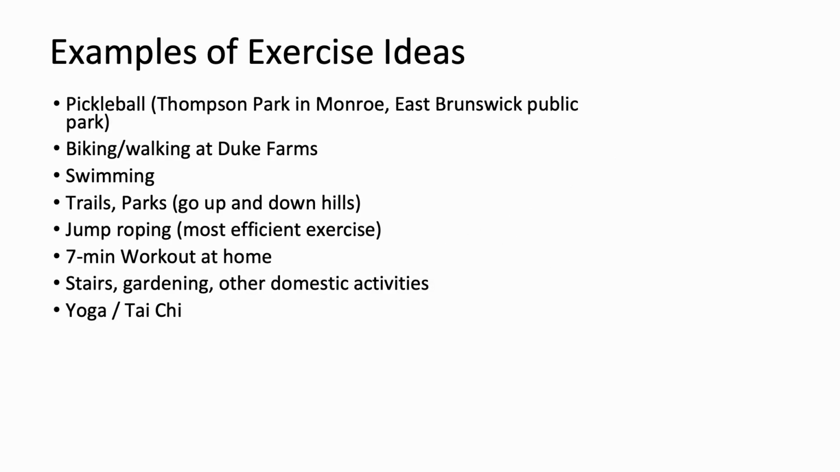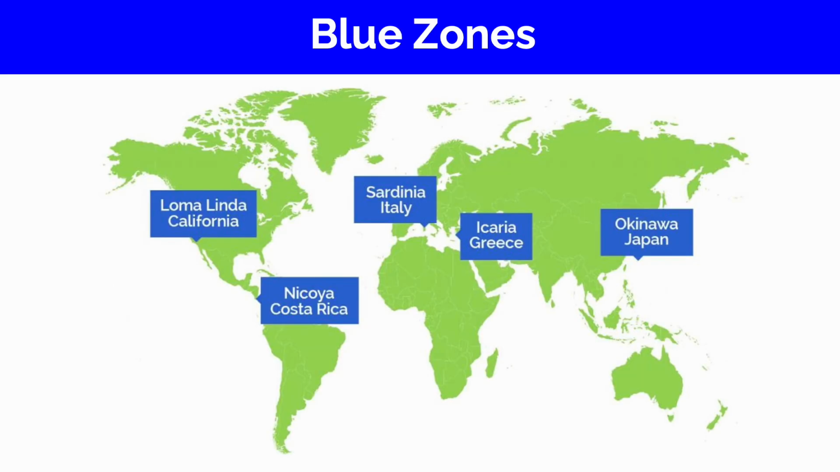So here are some examples of ways that we can exercise in our East Brunswick community. You can play pickleball, go biking, take walks, or go for runs, or even go swimming. Simple activities at home can also help us get active. These can include gardening or even taking the stairs once in a while. You can even do 7-minute workouts at home, and there are great videos to guide you through these workouts on YouTube.